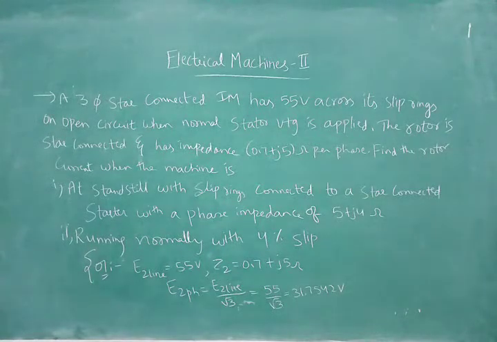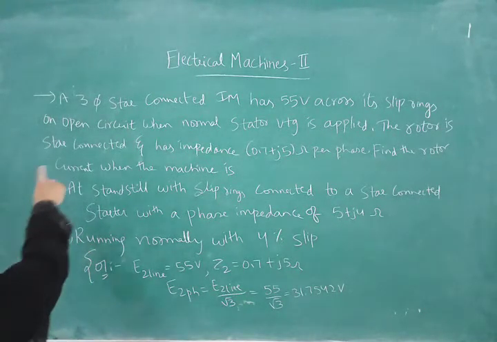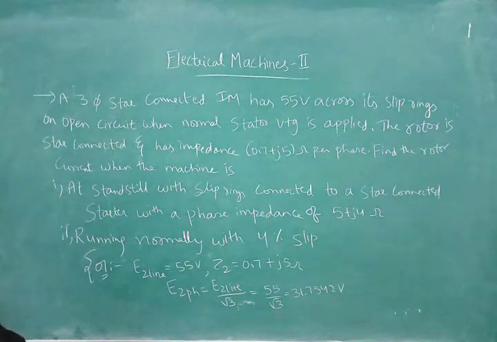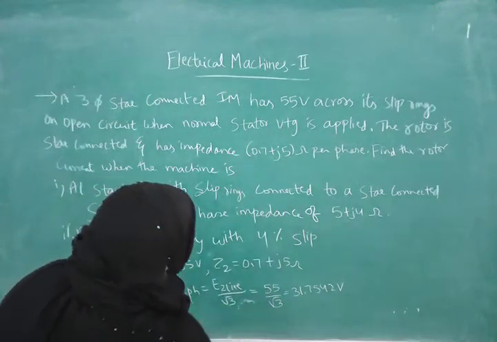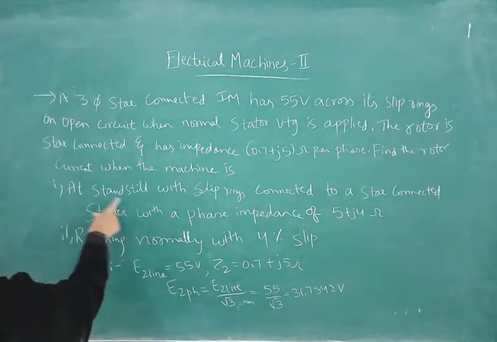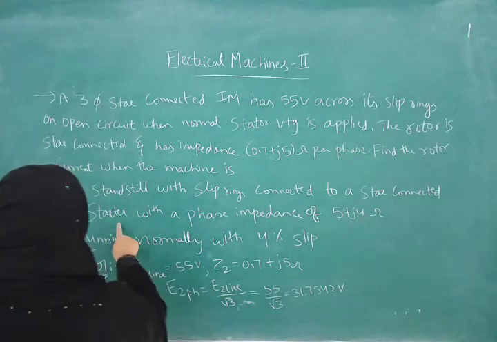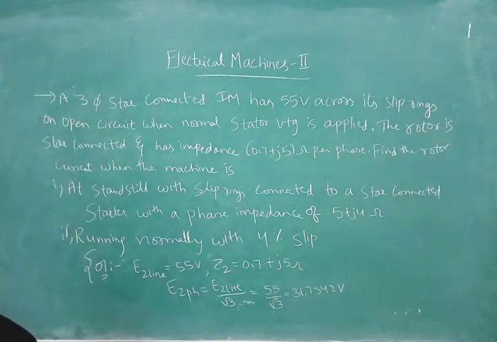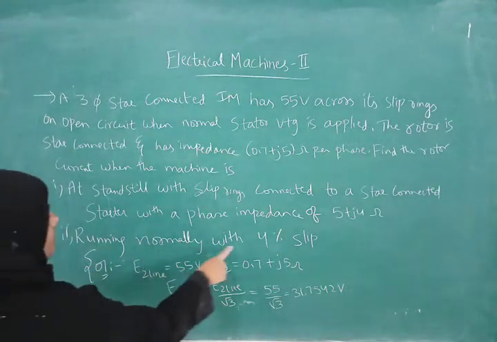So another problem we are going to see now. A 3-phase star connected induction motor has 55 volts across its slip rings on open circuit when normal stator voltage is applied. The rotor is star connected and has impedance of 0.7 plus J5 ohms per phase. Find the rotor current when the machine is at standstill with slip rings connected to a star connected starter with a phase impedance of 5 plus J4 ohms. Second, running normally with 4% slip.